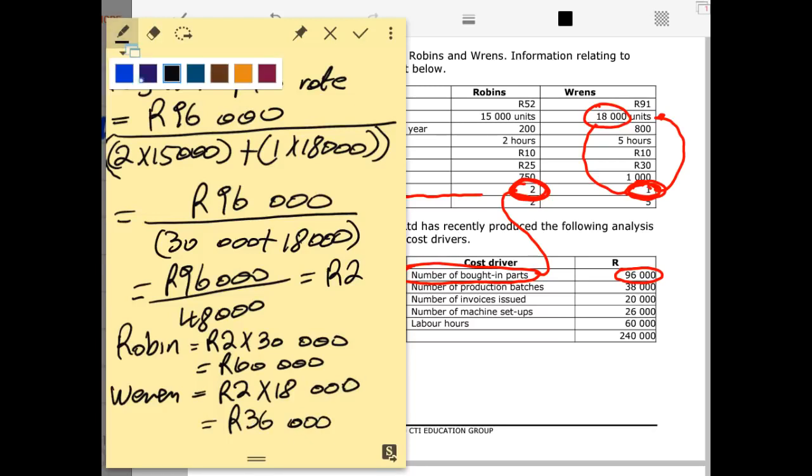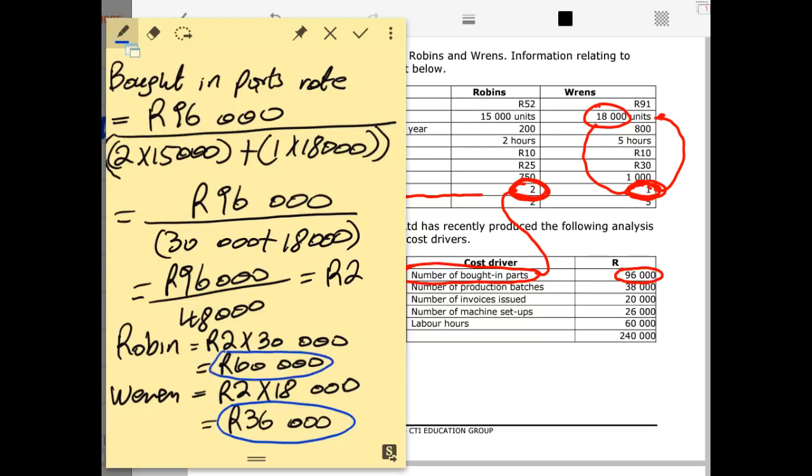So now we have allocated the 2 rand. It means 36,000 goes to the Ren product and 60,000 goes to Robin as the overhead. And if you say 60,000 plus 36,000, that's supposed to give you the same amount that you were allocating, because we're allocating 96,000. Make sure that your allocation total is equal to the cost of the overhead. And these two amounts are equal to 96,000. So now 60,000 goes to Robin and 36,000 goes to Ren.